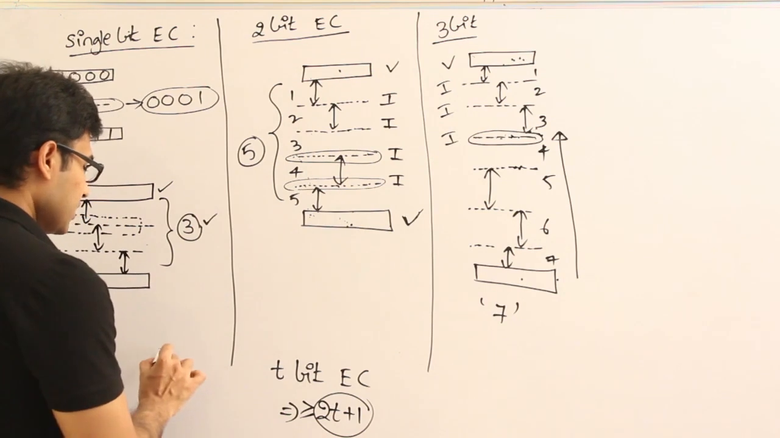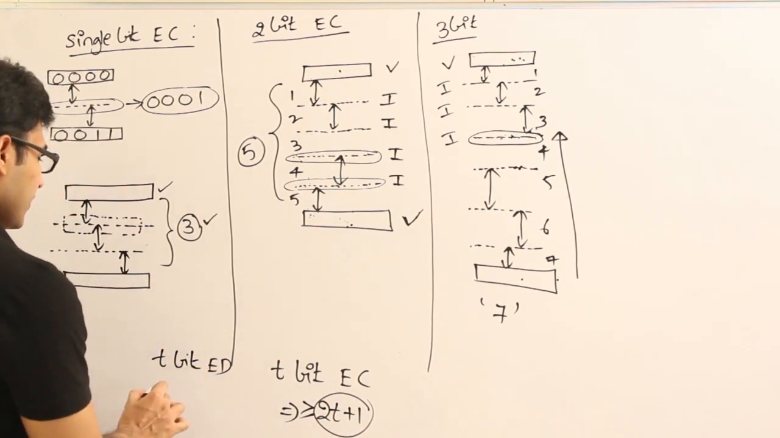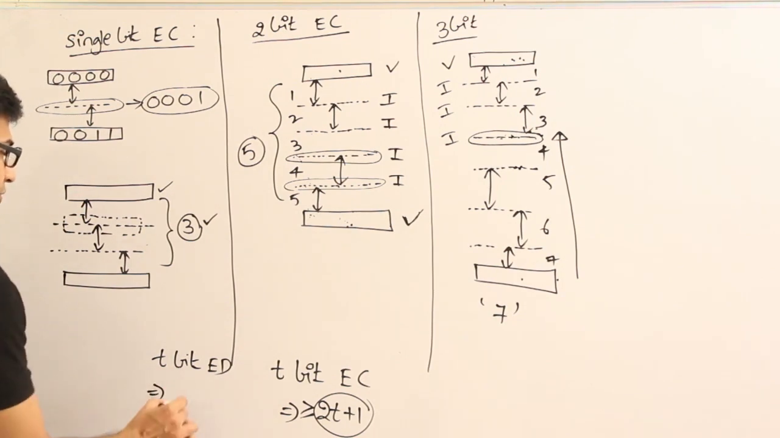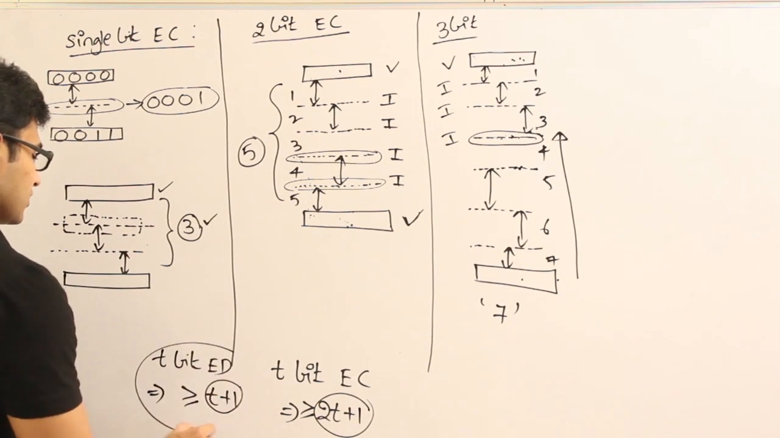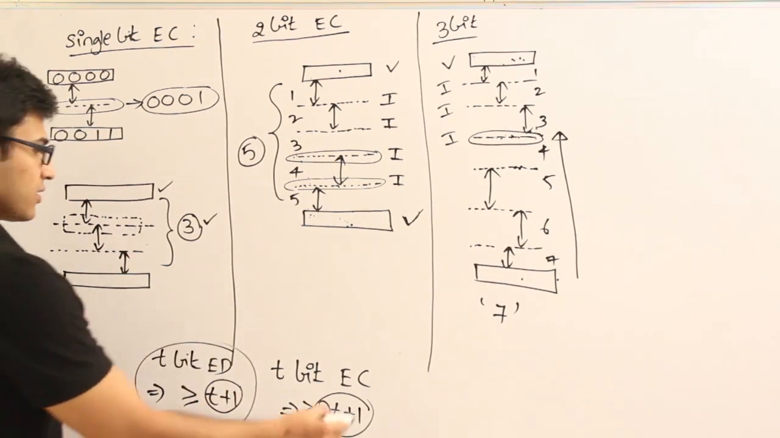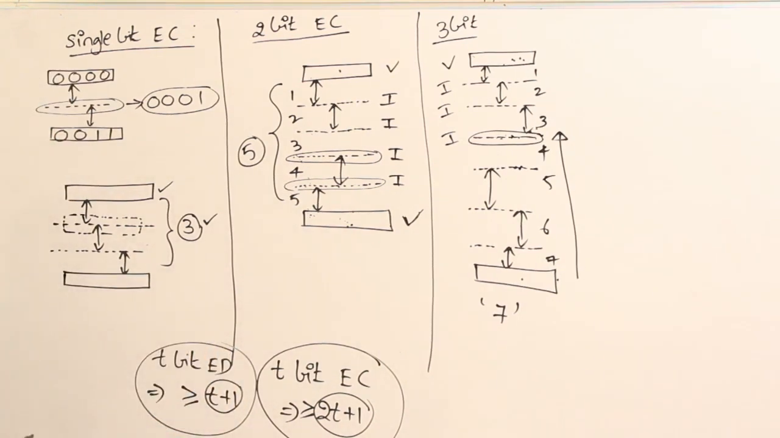If it is t-bit error detection, just error detection, not correction, then the minimum distance between two valid codes should be greater than or equal to t plus 1. So for error detection, it should be greater than or equal to t plus 1. For error correction, it should be greater than or equal to 2t plus 1. These are the conditions you are supposed to remember.